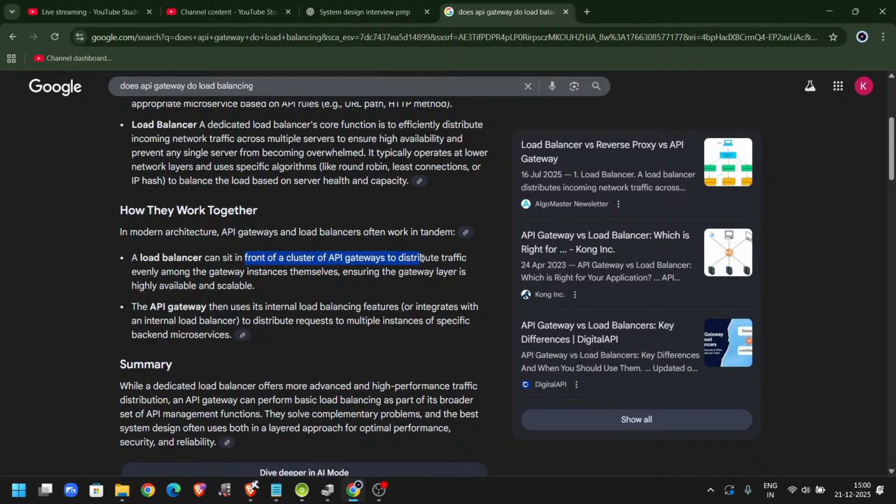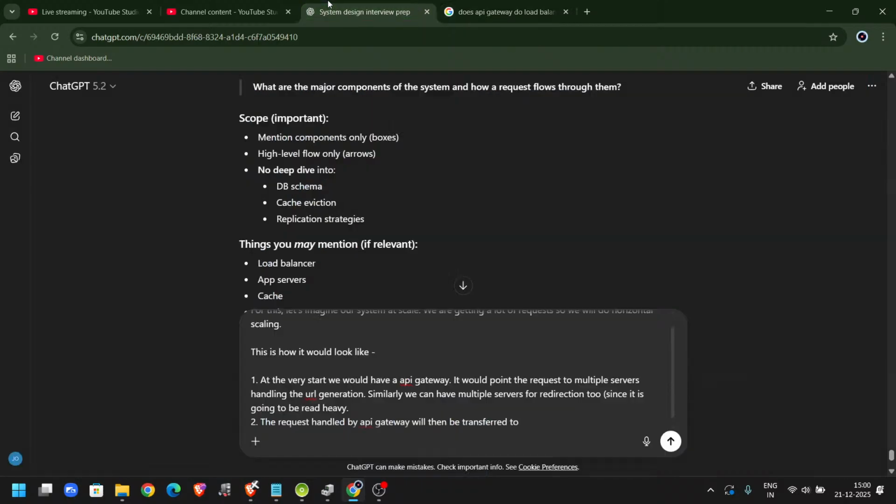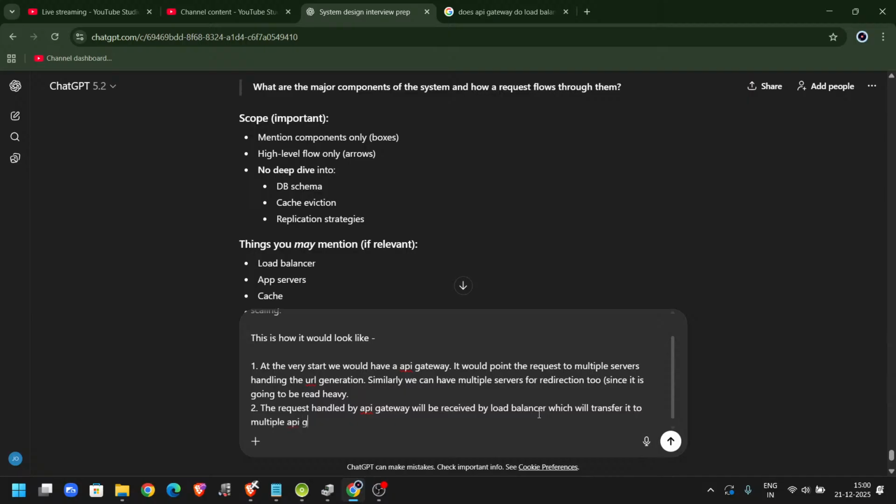Right, in front of API gateways to distribute traffic evenly. Exactly. Okay, I was thinking that also. The request handled by API gateway will be received by load balancers first. The load balancer will distribute it to multiple API gateways.